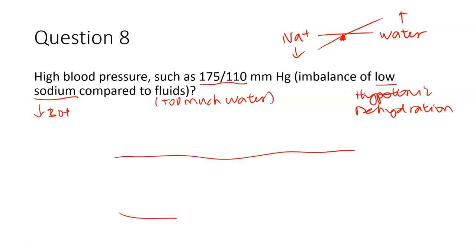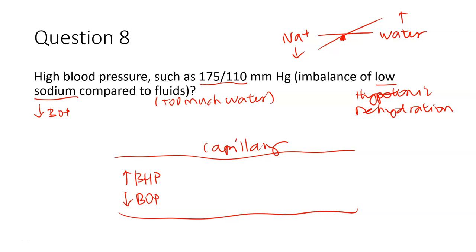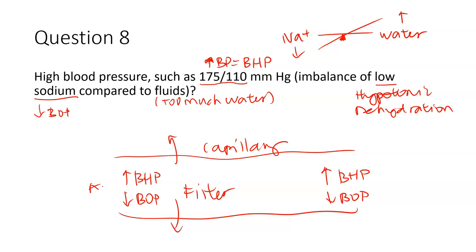Let's talk about our capillary and the fluid movements. If you've lost BOP, but you have high blood pressure, right, because you've got high blood hydrostatic pressure, high blood pressure is the same thing as high blood hydrostatic pressure, okay? So are you filtering or reabsorbing at this arterial end of your capillary? You're filtering like crazy, right? So fluids are being pushed out. If you still have fairly high blood hydrostatic pressure at the venous end and low blood osmotic pressure, you're unable to reabsorb, so you're still filtering.